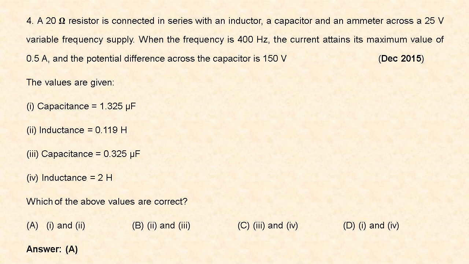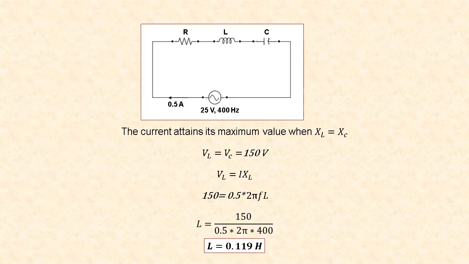Let us see how we got this. The circuit for the problem is shown here. Here the resistor R, inductor L and capacitor C are connected in series and also an ammeter is connected which measures the current, and the voltage given is 25 volt and they have given the frequency as 400 Hz and this frequency occurs when current is maximum.